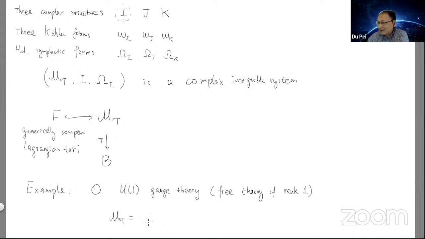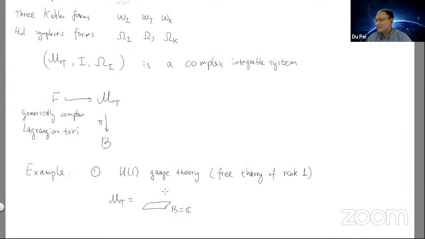looks like the following. The base of this fibration, B, will be one-dimensional and will just be the complex plane. And this family of complex Lagrangian tori, this fibration will be trivial. So the entire space will simply be the product of an elliptic curve and the base C.